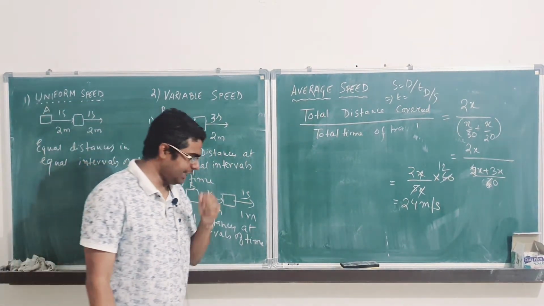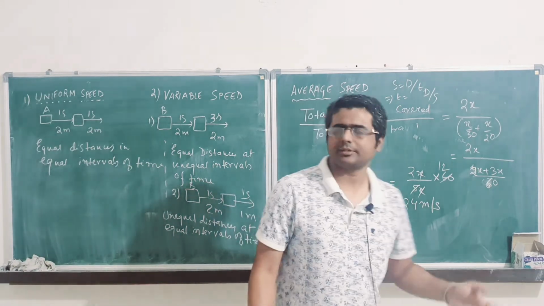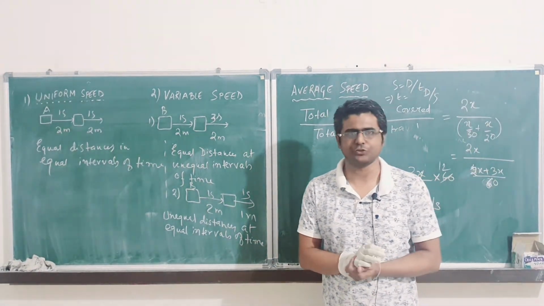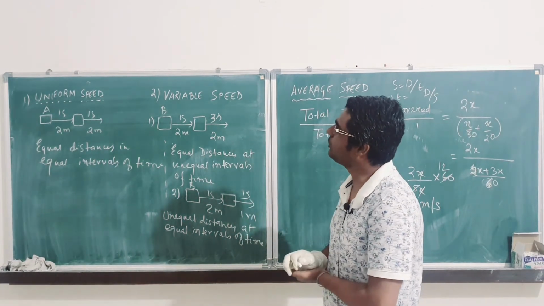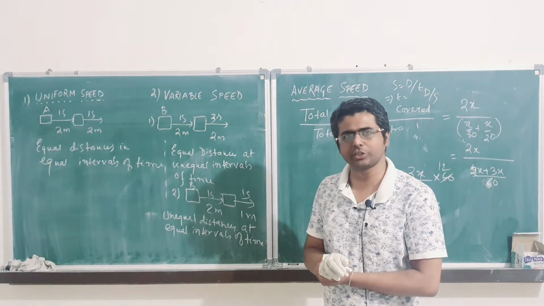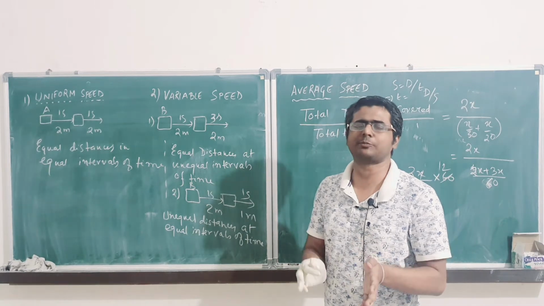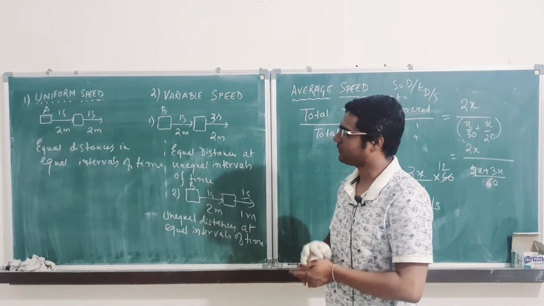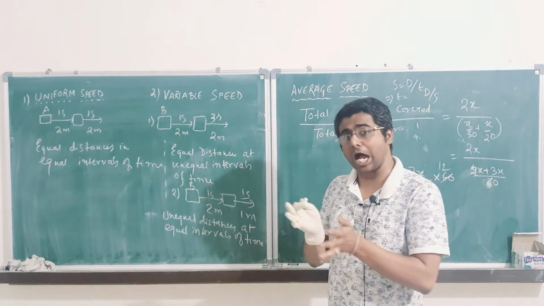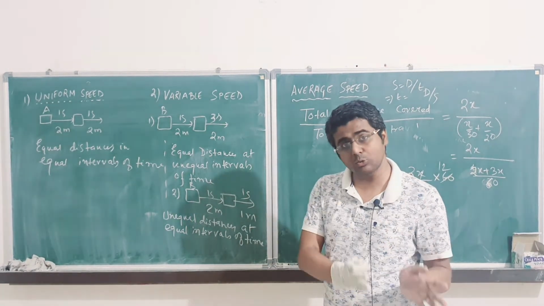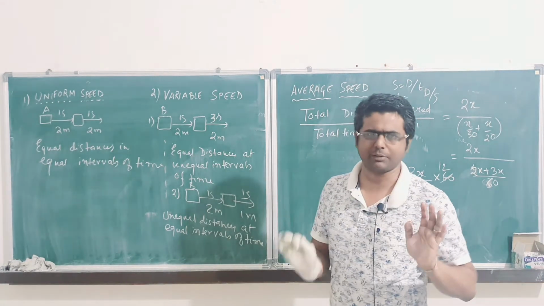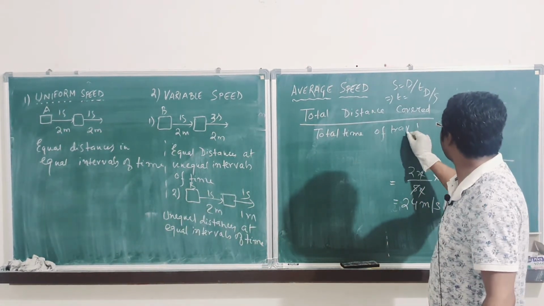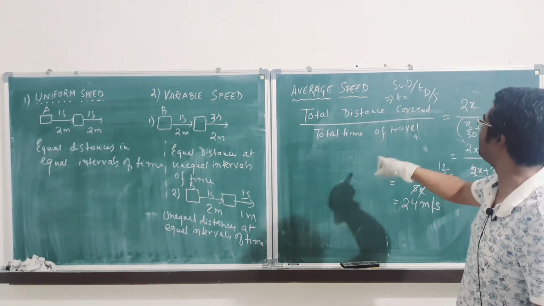Okay. See, for each of these terms that we have used, there will be an analogous term for velocity also. Like here you have seen uniform speed, there will be uniform velocity also. Uniform velocity means equal displacement in equal intervals of time. Similarly, variable velocity will be equal displacement in unequal intervals of time or unequal displacement in equal intervals of time. Same thing, nothing differs basically. Okay. So my question now is, what will be the average velocity in this case?